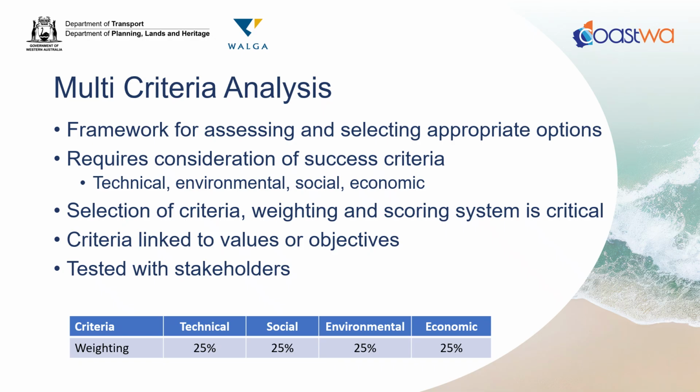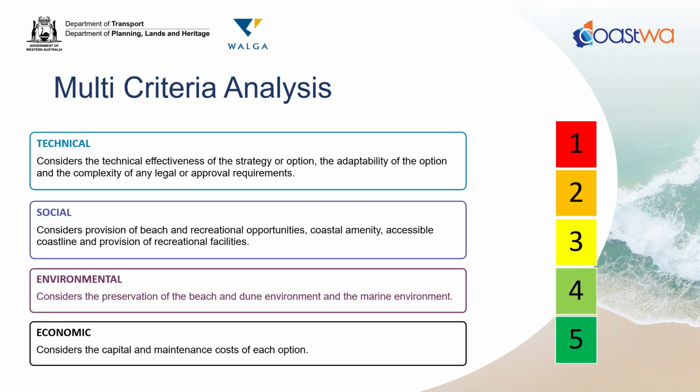So as an example, the starting point might be 4 criteria: technical, social, environmental and economic, with a 25% weighting against each to make them as important as each other. Typically, these criteria might look like something like these. So the technical criteria would consider the technical effectiveness of the strategy or option, the adaptability of the option, and the complexity of any approval requirements.